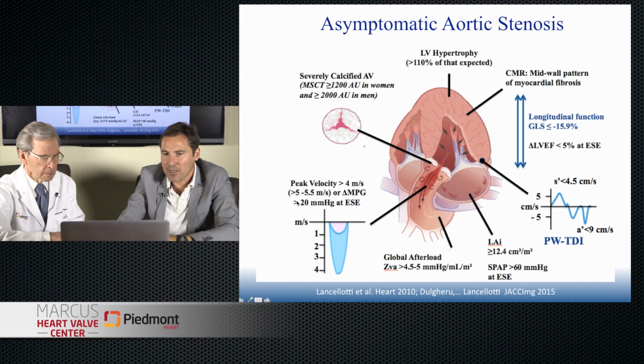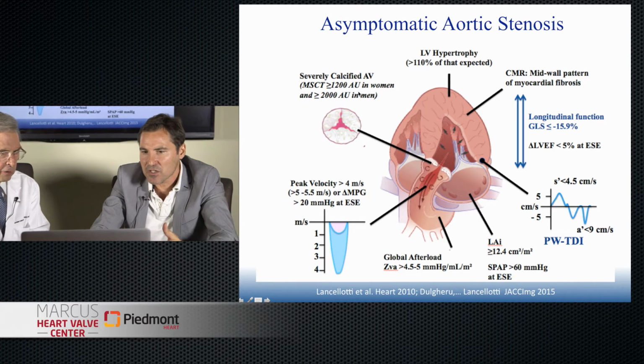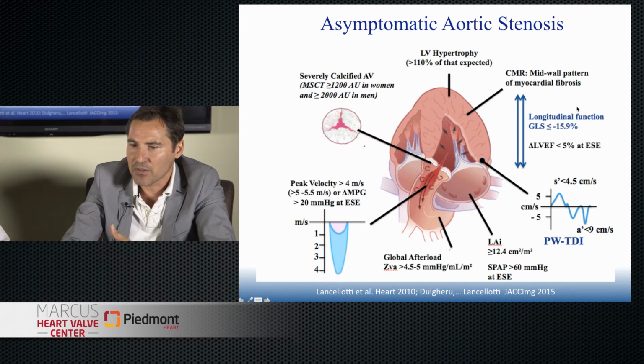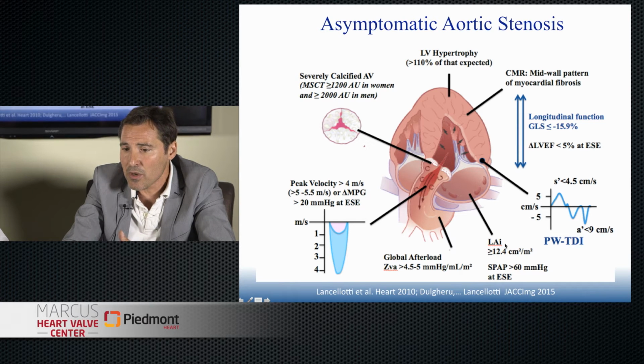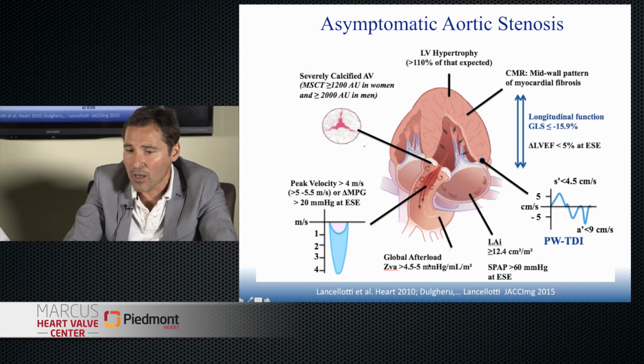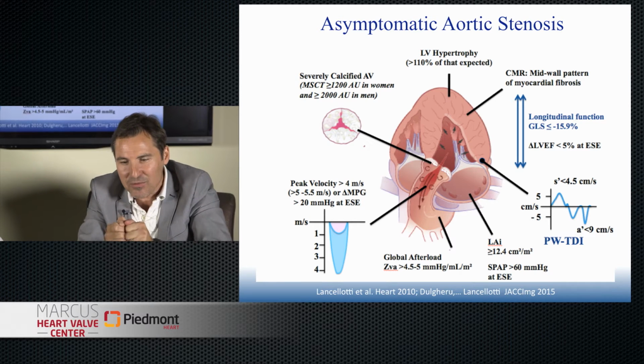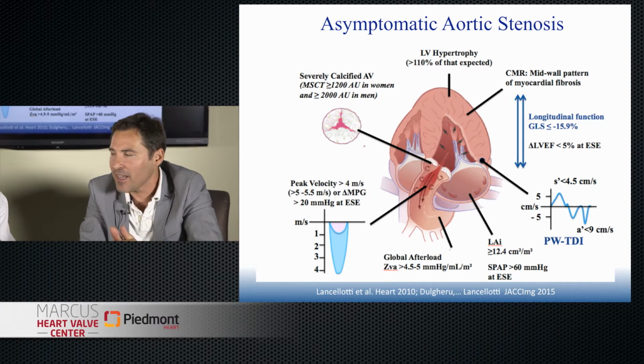Just as an example, the calcification, LV hypertrophy, the mid-wall fibrosis, the decrease in longitudinal functions, the absence of contractile reserve on exercise echo. You can also have the pulmonary hypertension during exercise test, the increase in mean pressure gradient during the exercise test. You have also the high peak velocity at rest and the high global afterload. So these are all the data that you can just take out from imaging to identify and stratify the risk.